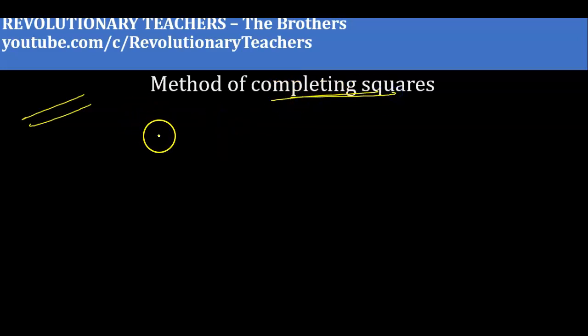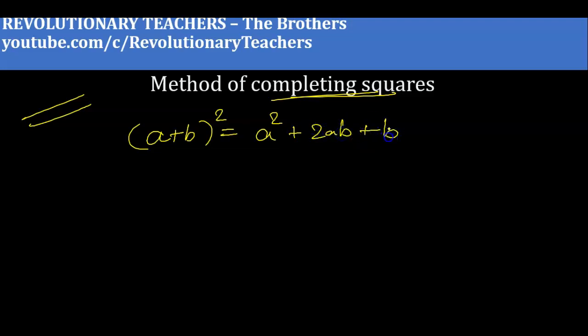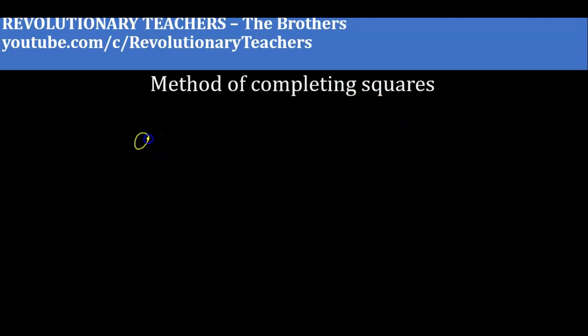Now what are perfect squares? You would have learned in earlier classes that (a plus b) whole square is a square plus 2ab plus b square, right? Suppose I give you only a square plus 2ab and I don't give you anything over here. So what shall you be doing? How would you find this last term?